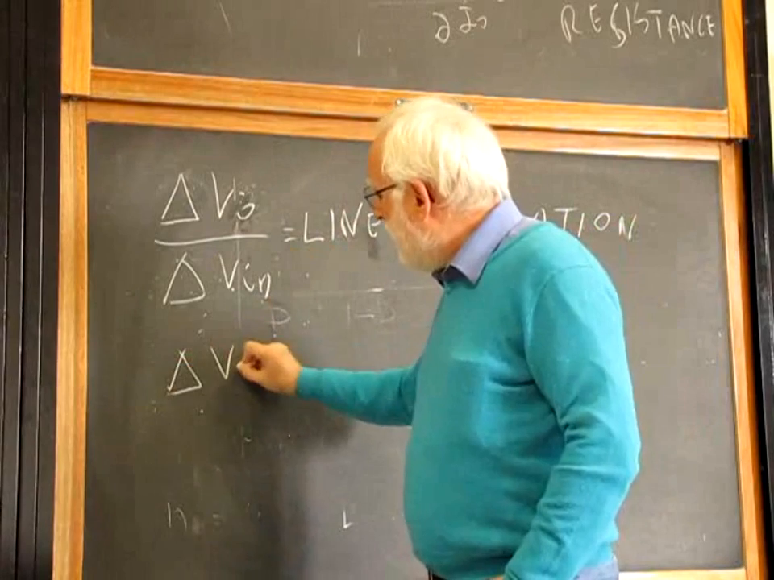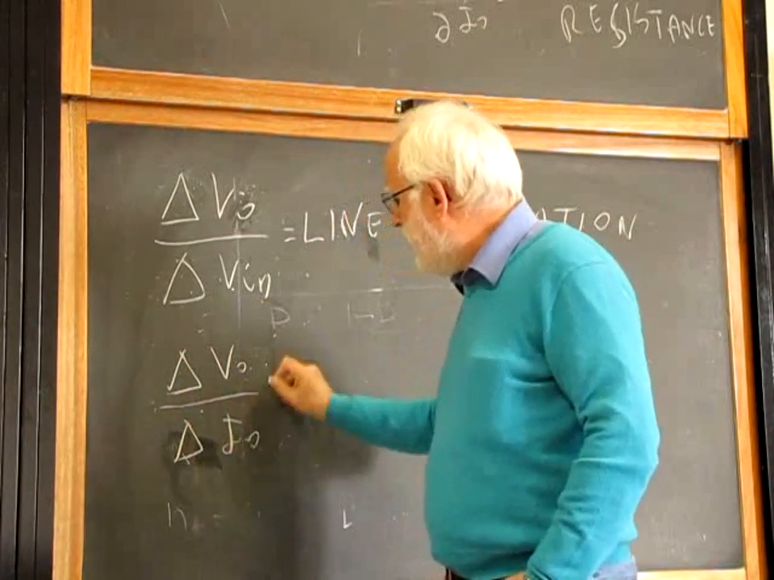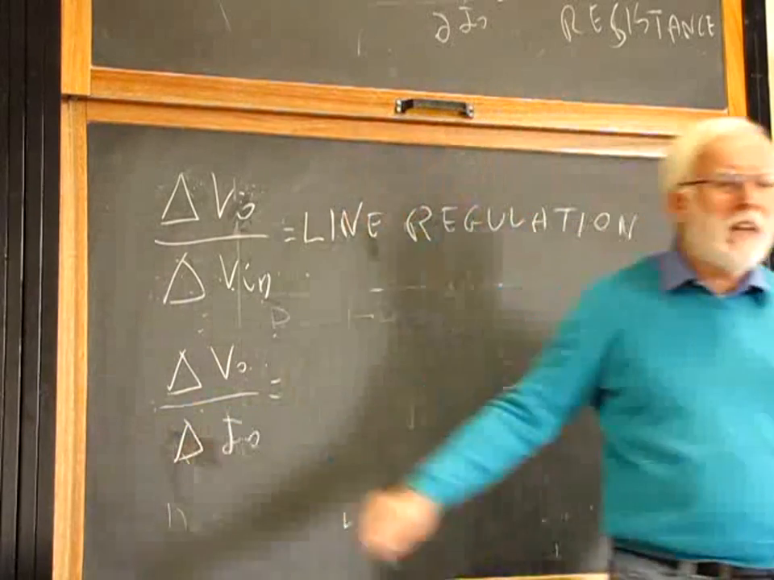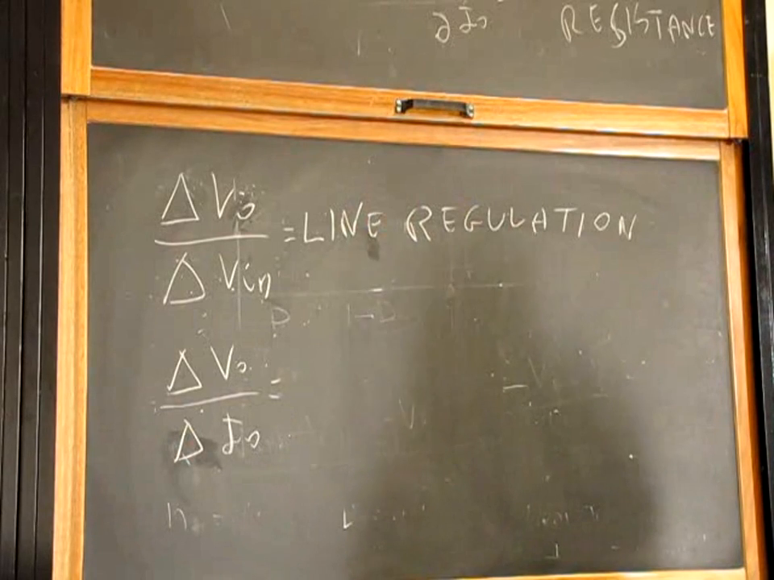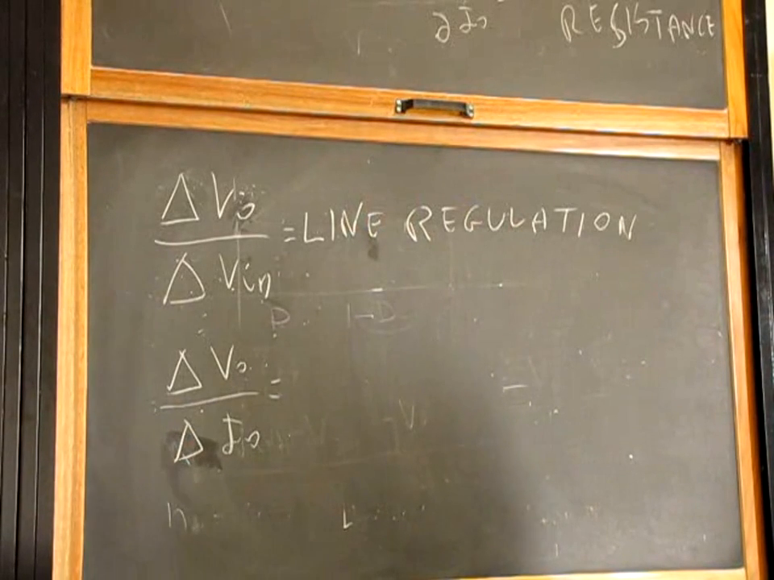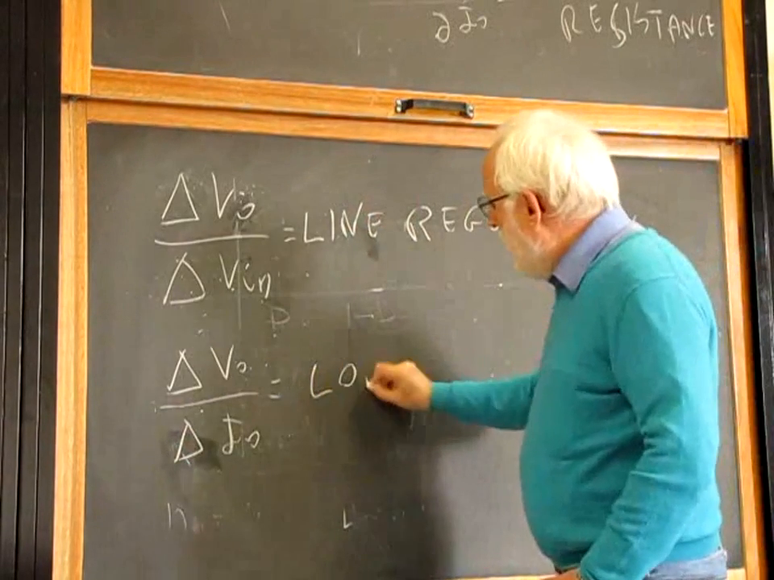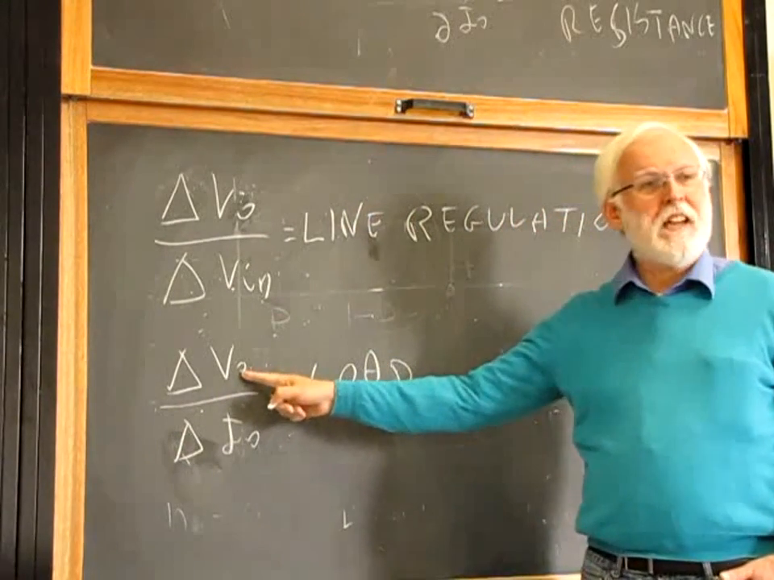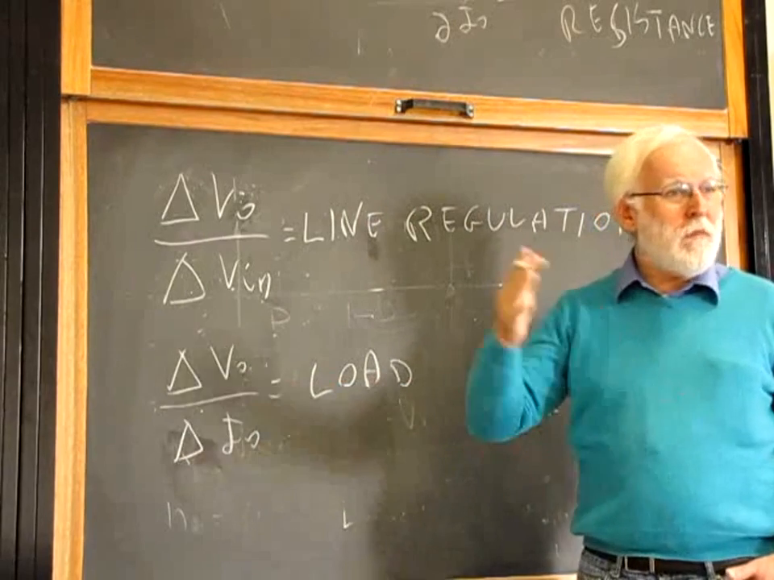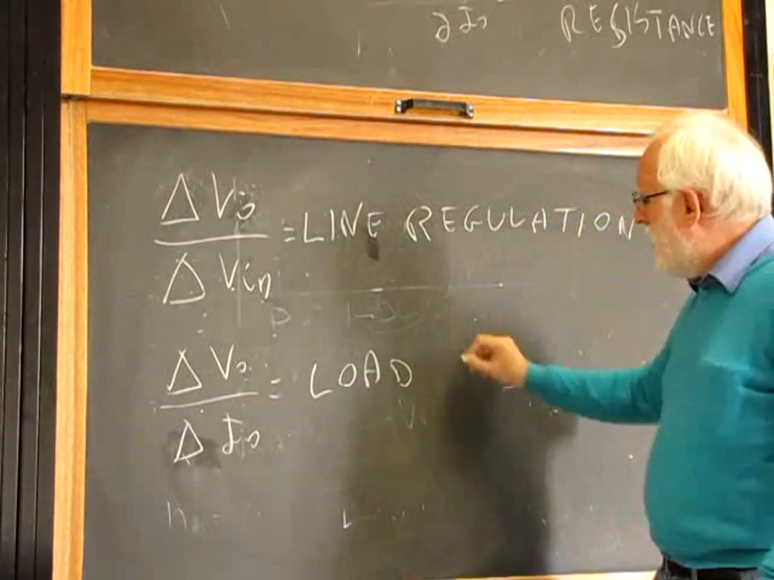Delta V naught divided by delta I naught. This is the equivalent of load regulation. It's the equivalent of the output resistance. This is called the load regulation. And in this case as well, you measure how much the output voltage changes when the load changes from minimum to maximum values, or between two different levels, but a larger change. Load regulation.